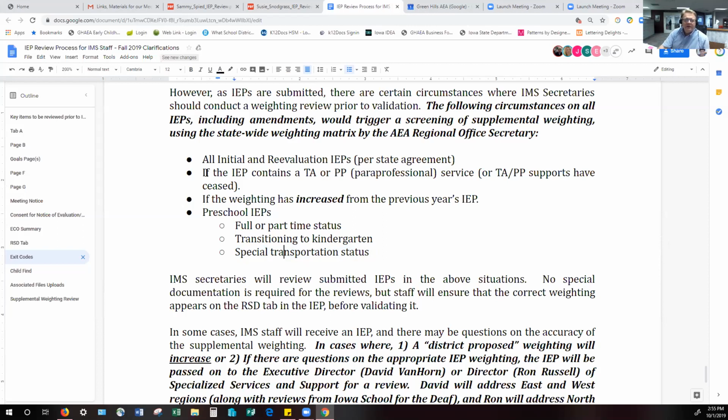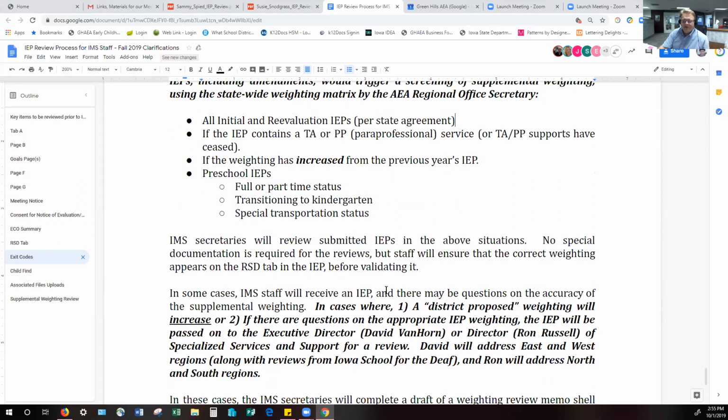So what we are saying is, in these instances where these 4 bullets, these broad areas, when these situations come in, please do review for supplemental weighting. So we would ask IMS secretaries to do that. Now here is a change. We're going to tell you there's one thing you don't have to do, so everybody can smile and applaud, because I know you have many things to do.